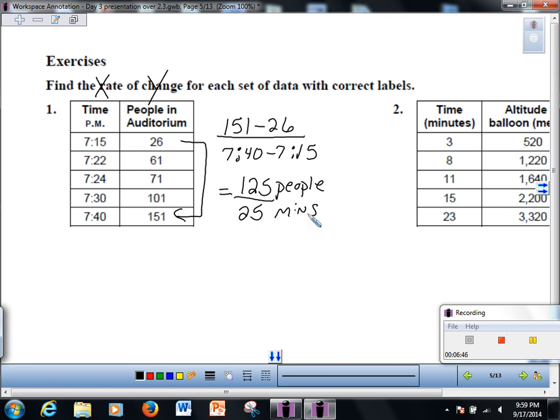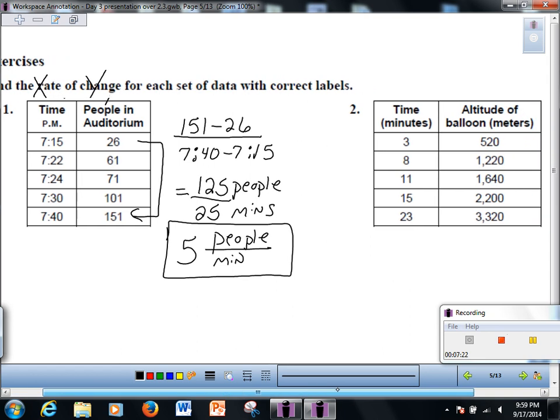You can grab your calculator and go 125 divided by 25. If you do that, you get 5. But 5 what? It's going to be 5 people per minute. Meaning in this case, on the average, every minute, 5 additional people walked into the auditorium. So here would be my answer. On these kind of problems, guys, you got to make sure you have great labels.